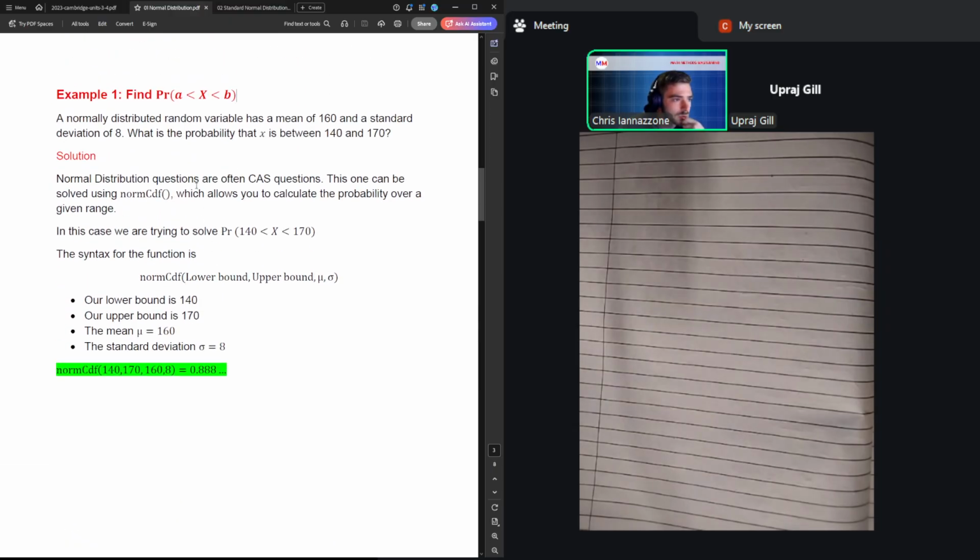Tech-active, what you're doing is simply using the normal CDF. That's really all it is. It works basically the exact same way as the binomial PDF. You need a lower and an upper, but instead of finding n and p, you're looking for the mean and standard deviation. That's really all it is. CAS is super easy in that regard.